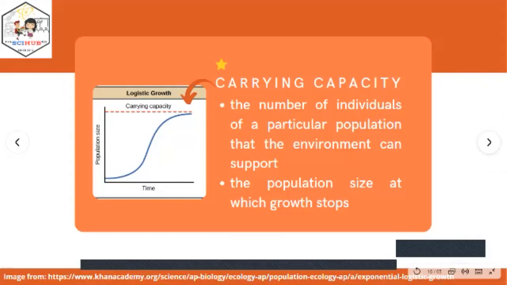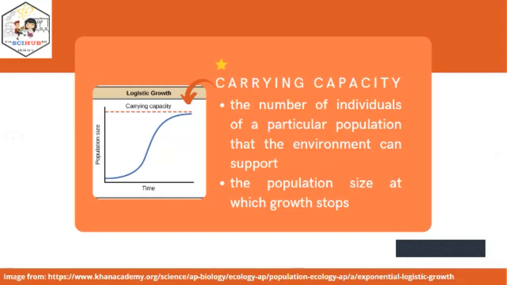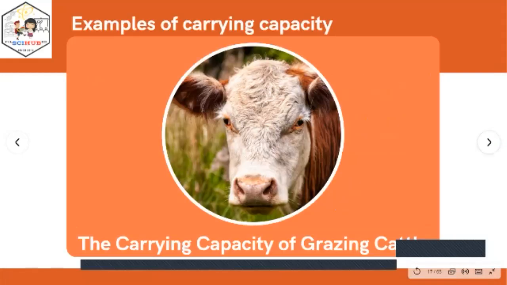We said earlier the concept of carrying capacity, but what do we really mean by this concept? So carrying capacity is the number of individuals of a particular population that the environment can support. This also refers to the population size at which growth stops. For you to clearly understand this concept, here are some examples.